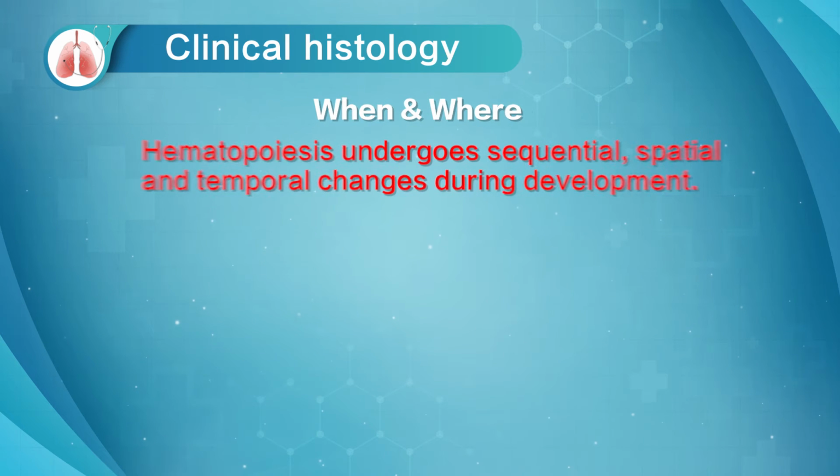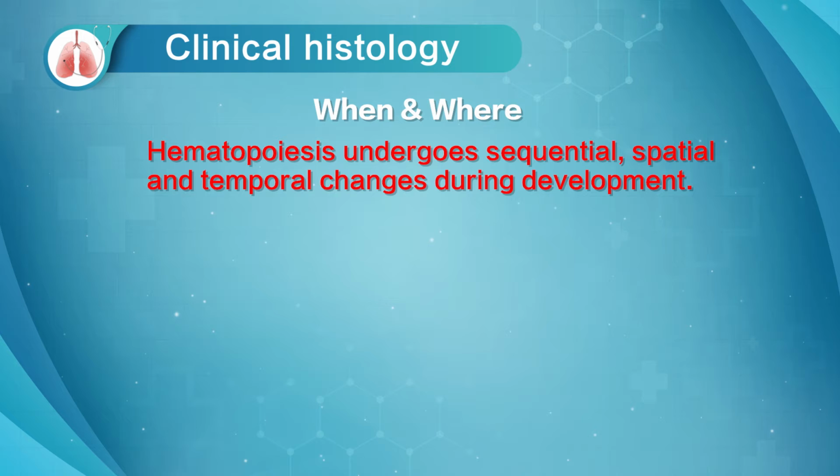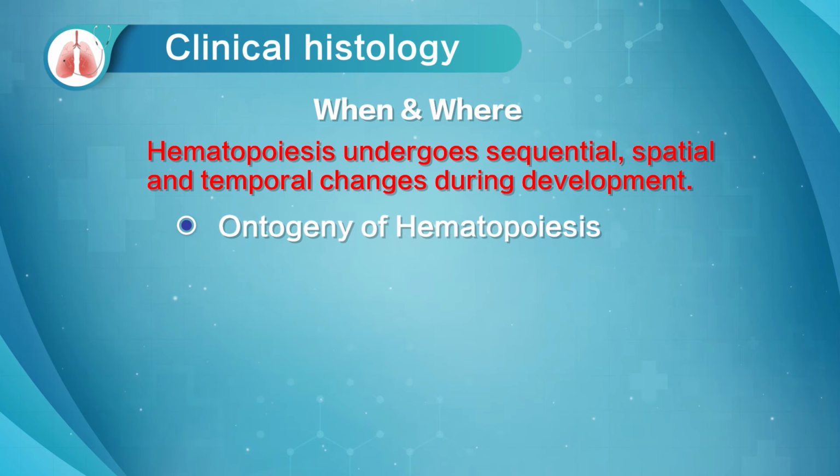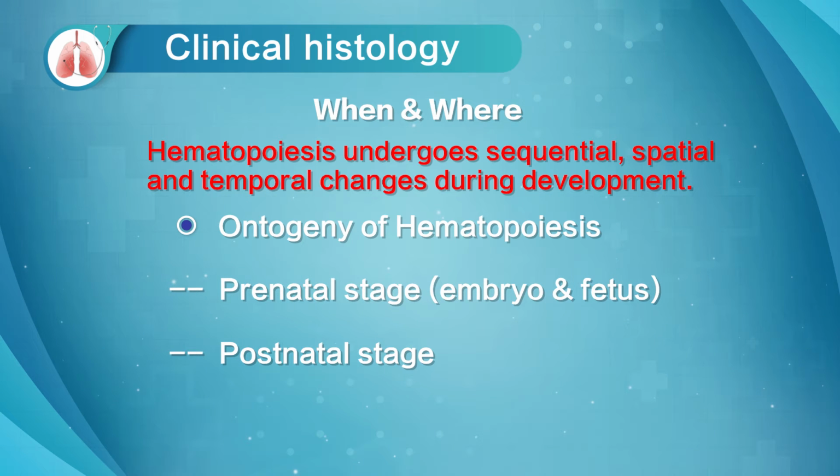Thus, it undergoes sequential, spatial, and temporal changes during development. To discuss the ontogeny of hematopoiesis, we can divide the process into 2 parts, prenatal and postnatal stages, which means before and after birth. Hematopoietic regulation in the human fetus differs greatly from that in an adult.